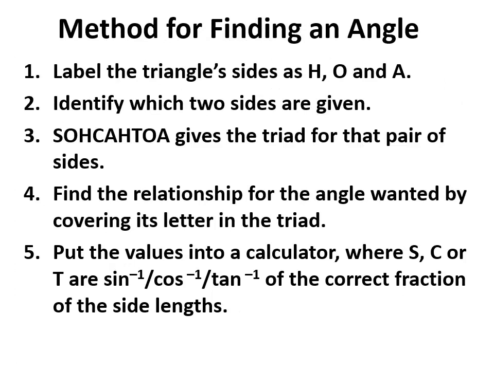Right, and here's our procedure. Label, as we always do. Identify which sides we have, as we always do. Rock on out SOHCAHTOA and find which relationship we need for those two sides, and then we use inverse sine, cos and tangent to find an angle, whereas we use ordinary sine, cos and tan to find a side.